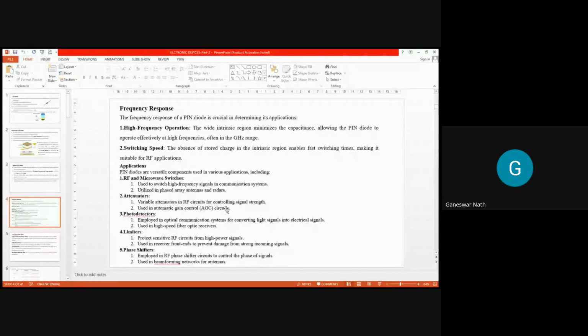Now, after that we have the frequency response. The frequency response of the PIN diode is crucial in determining applications, actually, whether it is operating in the high frequency region or the low frequency region. So accordingly we have different conditions. If you go for high frequency operation, you can find that the width of the intrinsic region minimizes the capacitance.